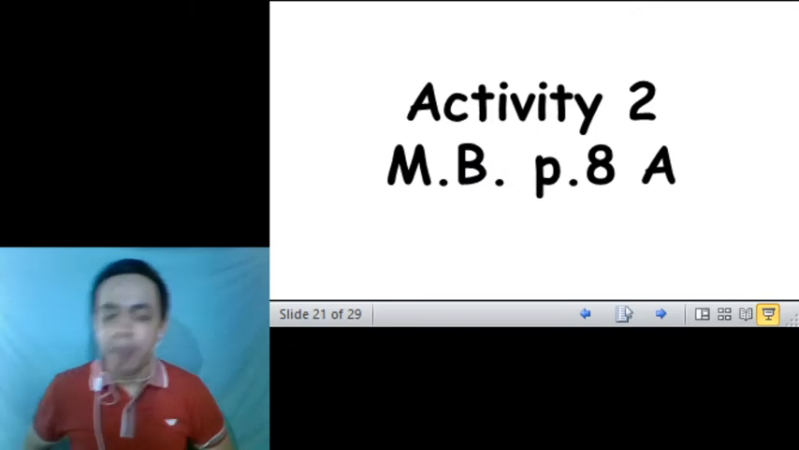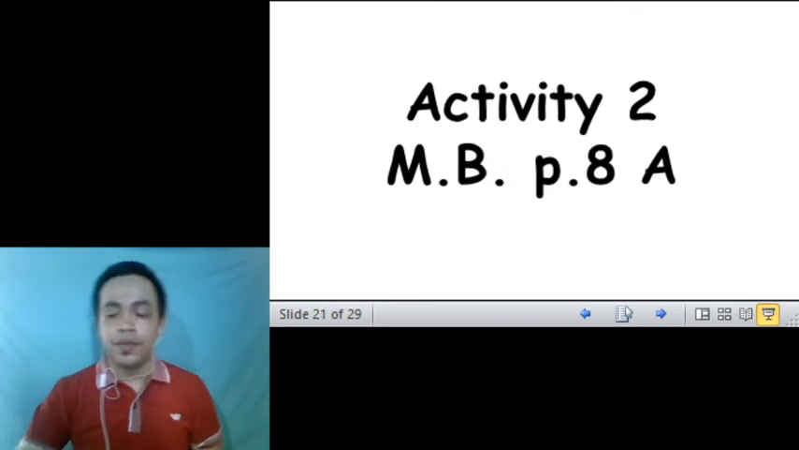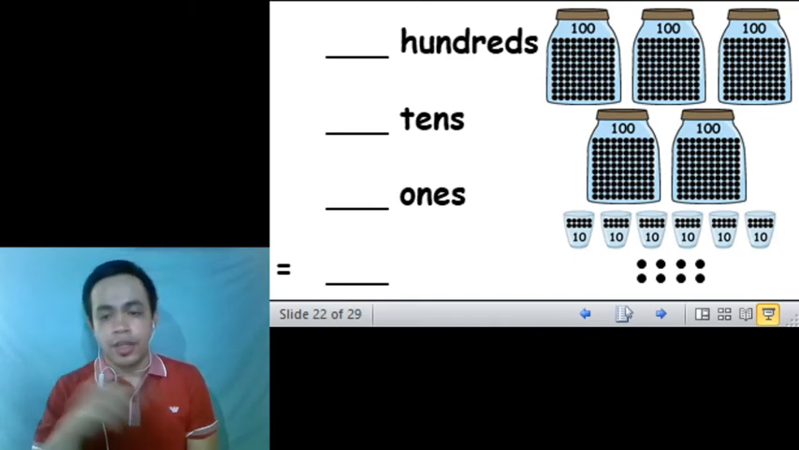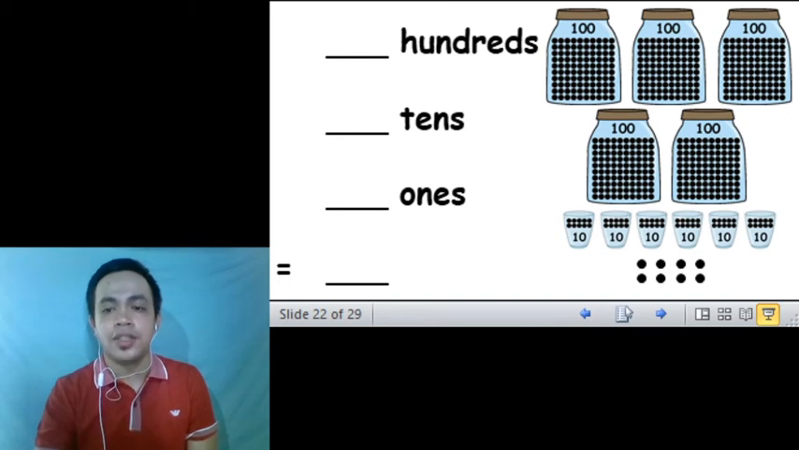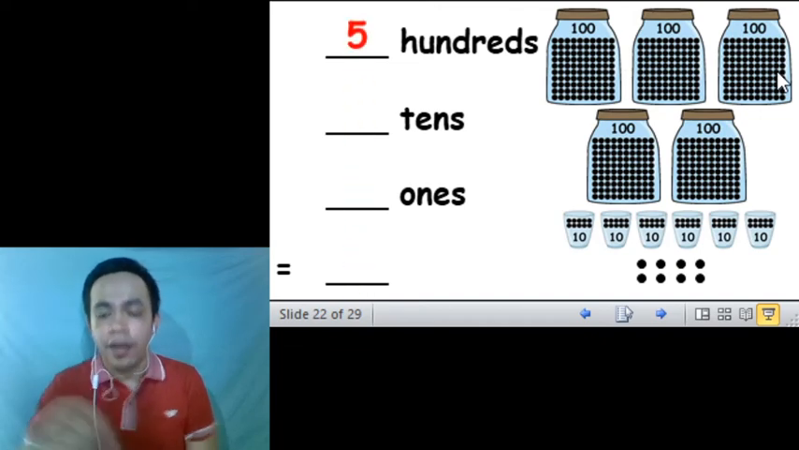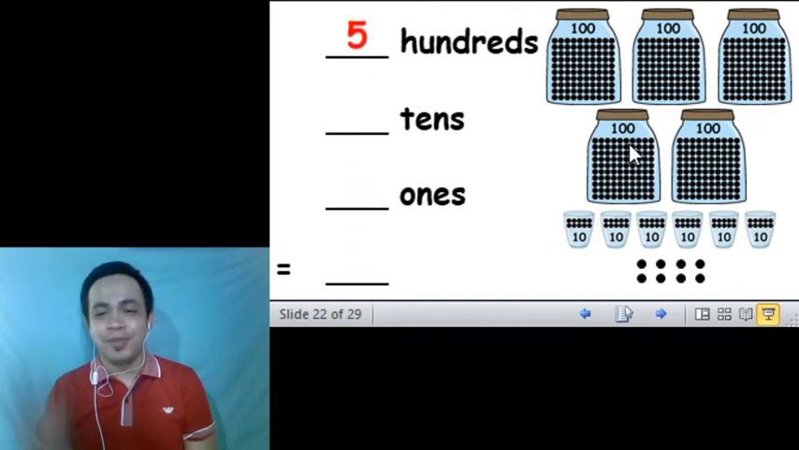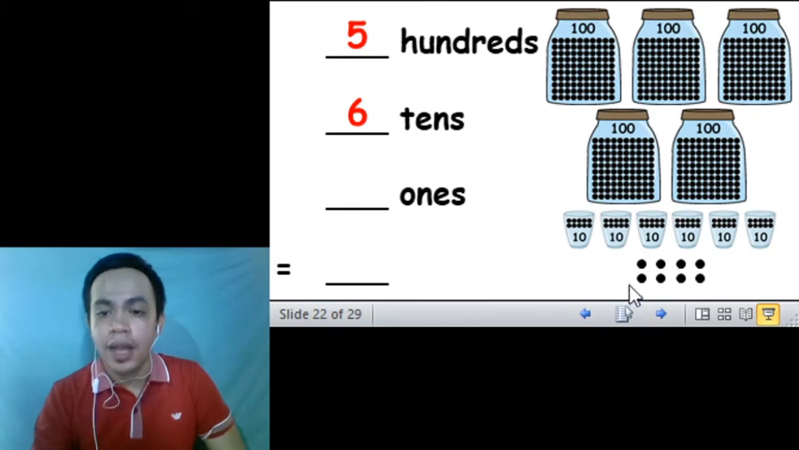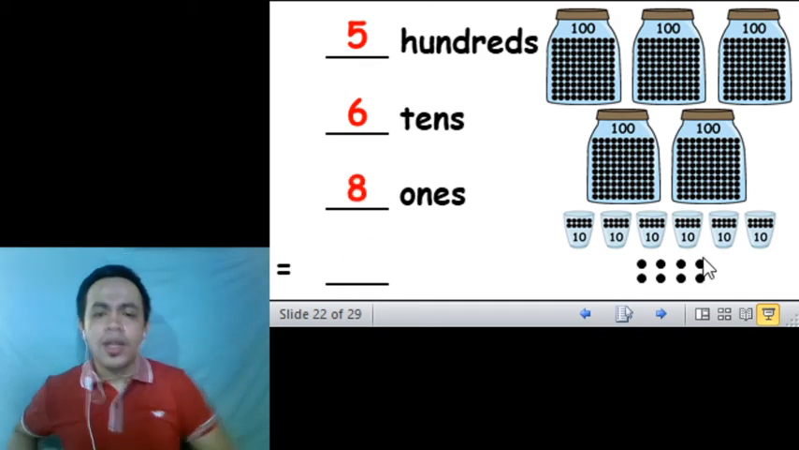Now, on the next page, page 8, here's what you're going to do for your offline task. You count the hundreds, the tens, and the ones also. So let's take this one as an example. So how many hundreds do you see? 1, 2, 3, 4, 5. So 5 hundreds all in all, I'm sorry. Now how many tens? 1, 2, 3, 4, 5, 6. 6 tens. And how many ones? 1, 2, 3, 4, 5, 6, 7, 8. Now, what is the total number?